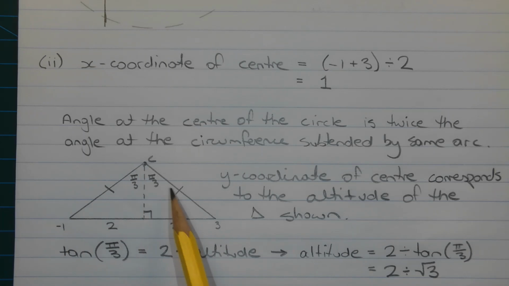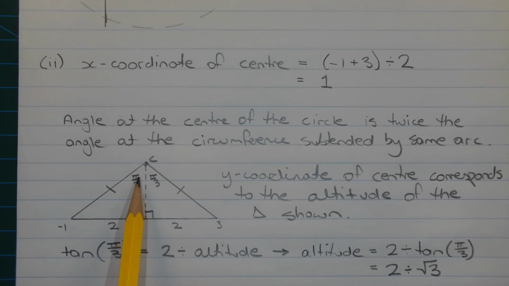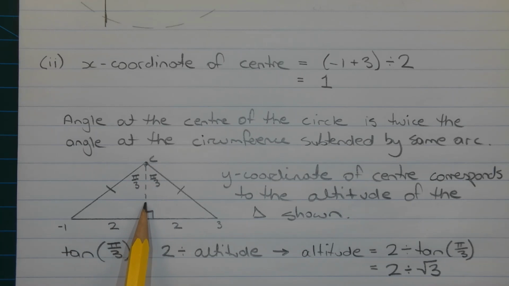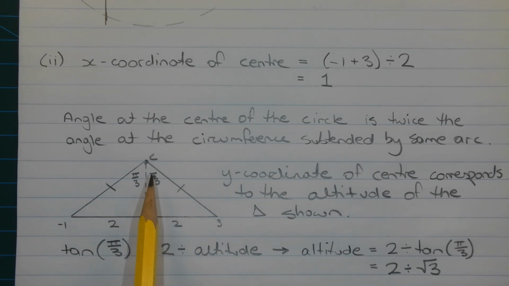So here's the isosceles triangle. We know that the base of the isosceles triangle is 4 units from -1 to 3. And if I divide this isosceles triangle in half, we form two congruent right angle triangles. And the half angle at the center is π/3. So π/3 plus π/3 gives us 2π/3. So I'm going to consider one of the right angle triangles because we want to find the height of this right angle triangle, which is the dashed line here.